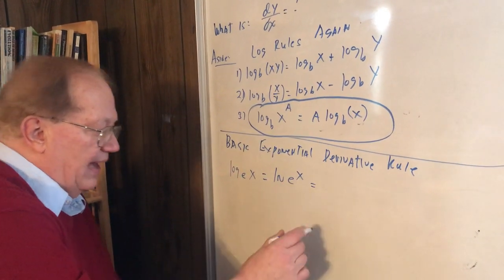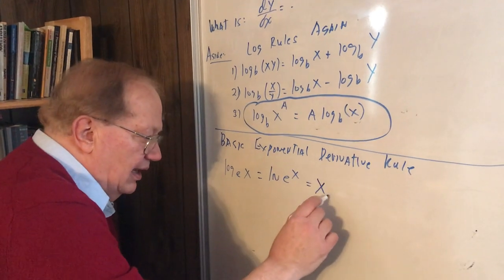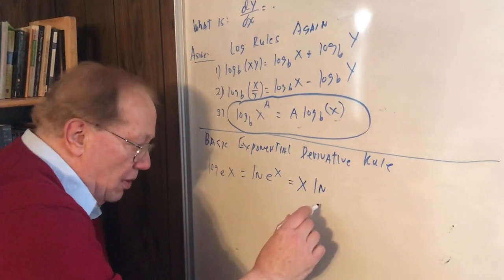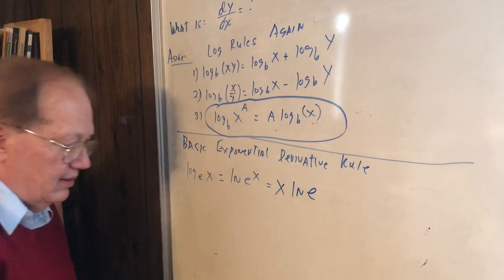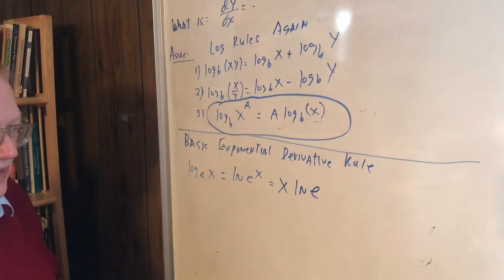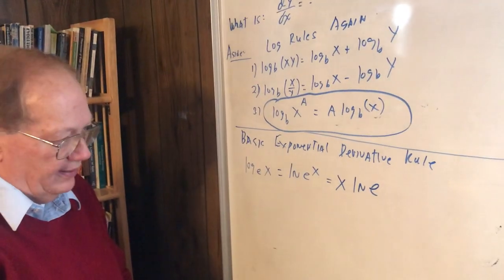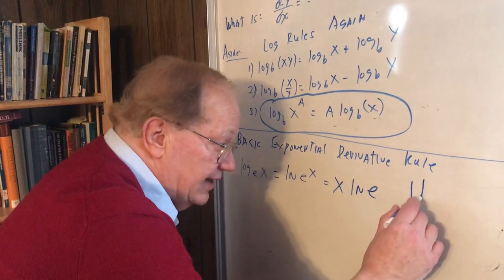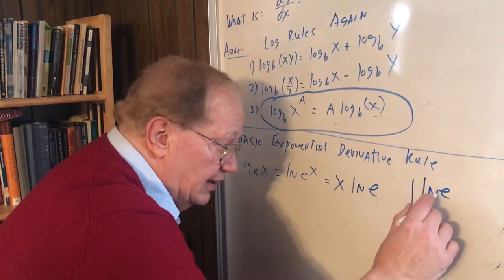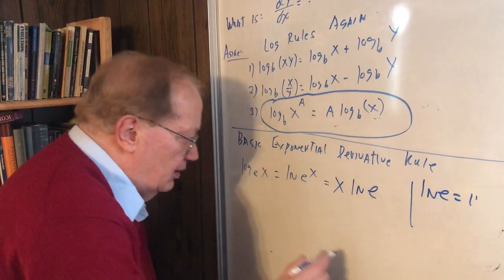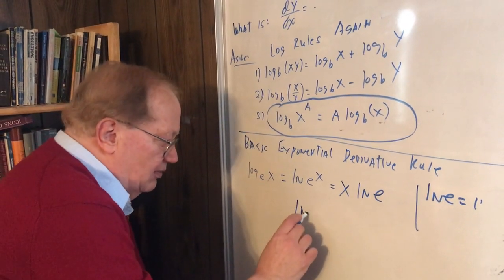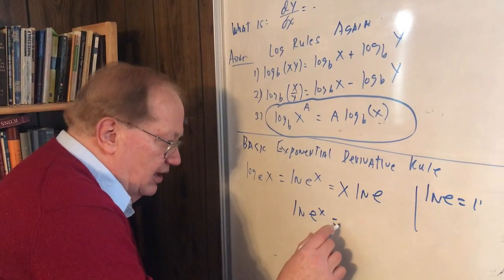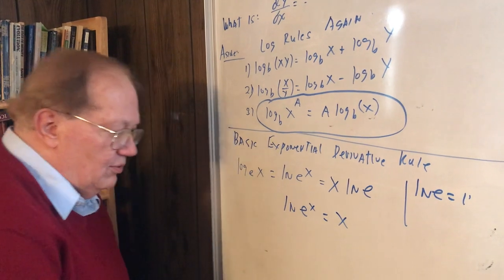It says take the exponent and multiply it times the log. Now you're going to know that the natural log of e is going to be 1. If you put it in your calculator, you'll find the natural log of e is 1. So the natural log of e to the x gives me x times 1, which is x.